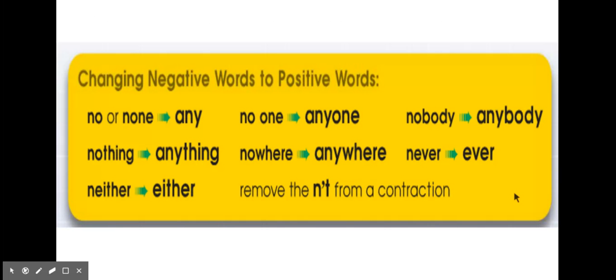Here are some other words where you can change them into the positive. So no or none becomes any. Nothing becomes anything, because nothing is no thing, while anything is all things. Neither becomes either, excuse me. No one becomes anyone. Nowhere becomes anywhere. Nobody becomes anybody, and never becomes ever. Or you can just remove the N apostrophe T from a contraction. If it already ends in N, you need to keep the N, is what I was trying to say earlier.